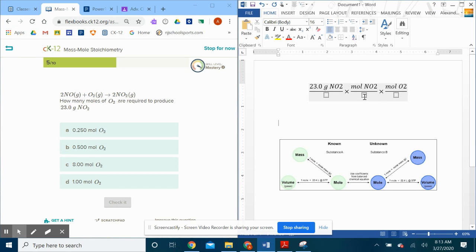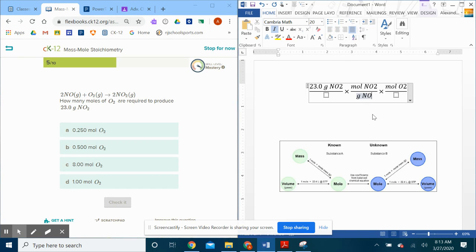Now, we need to fill in the bottom of the fraction. So remember, whatever I write on the top left, I immediately write on the bottom right. So grams of NO2, grams of NO2 down there. I have moles of NO2 on the top left here. I'm going to write moles of NO2 on the bottom right there.